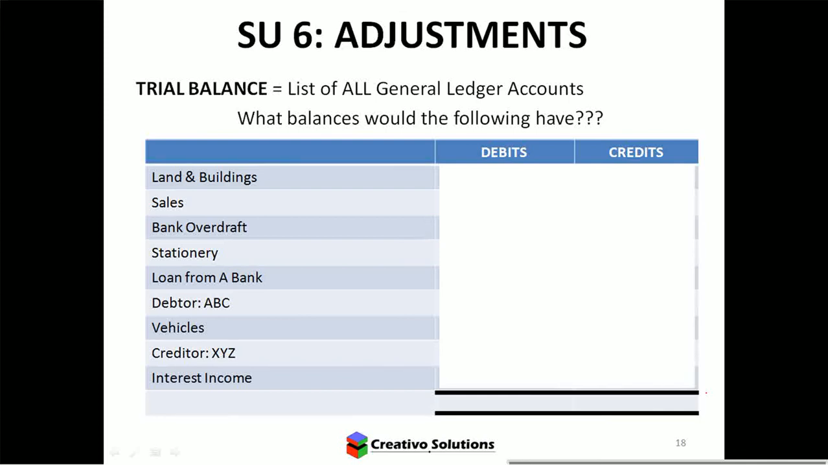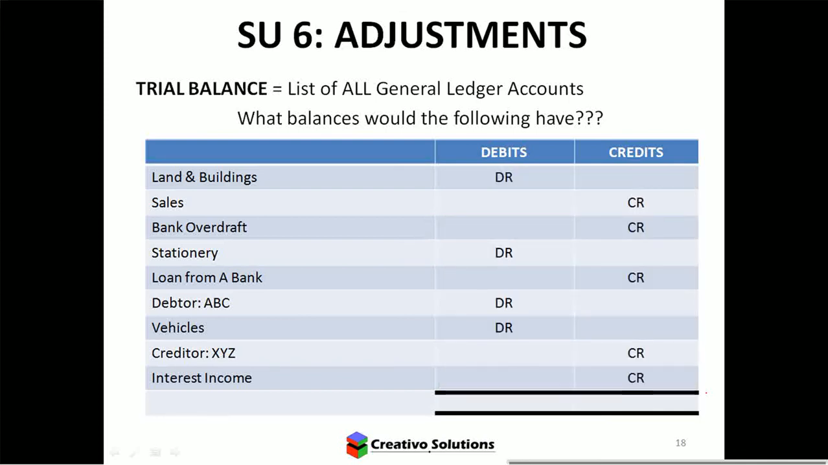Interest income is a debit. No. Oh, it's a credit. Sorry, it's an income. Yes. Interest income is income, so it's a credit. Credit. Perfect. Okay, great.